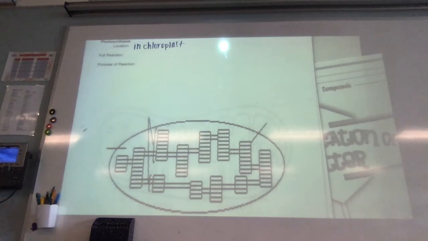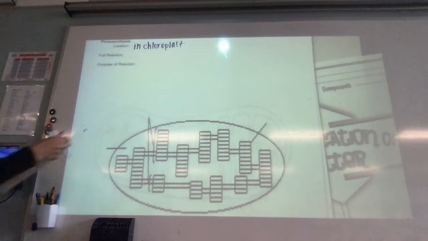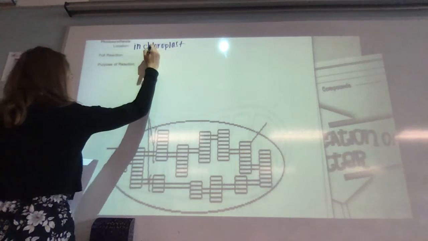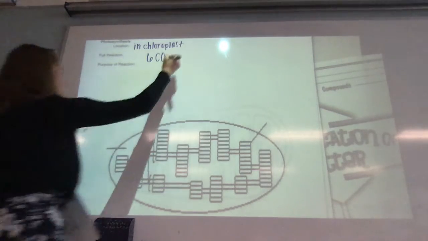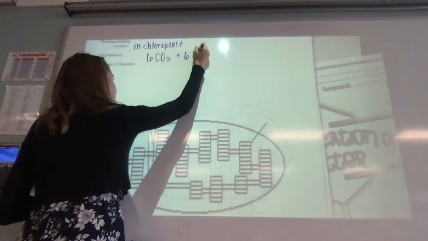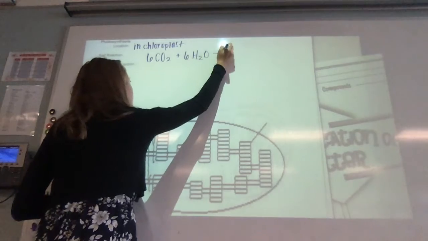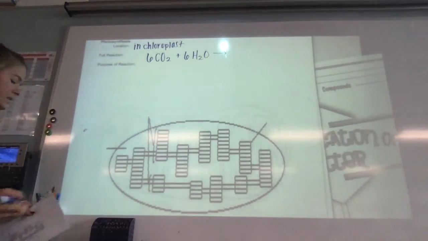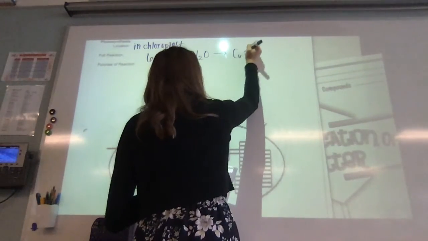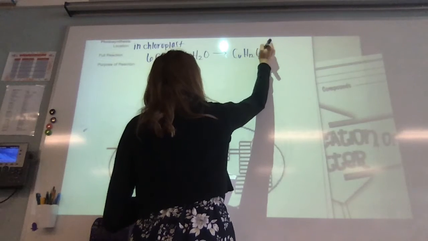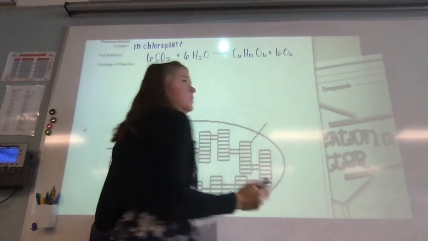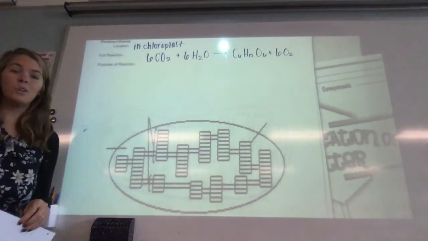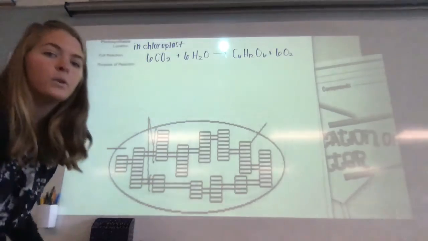Our full reaction that you will need to know is as follows: 6 CO2, which is carbon dioxide, plus 6 H2O, or water, yields C6H12O6 plus 6 O2. You will need to know this equation for your tests.